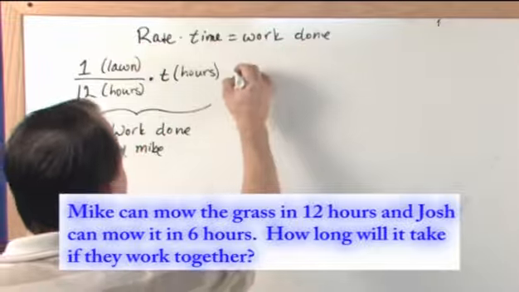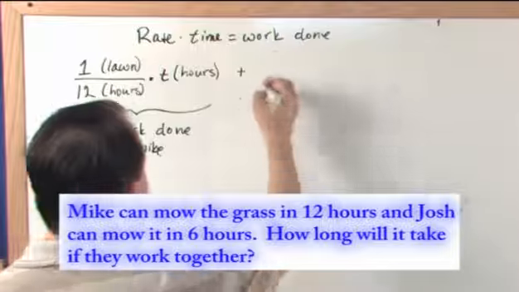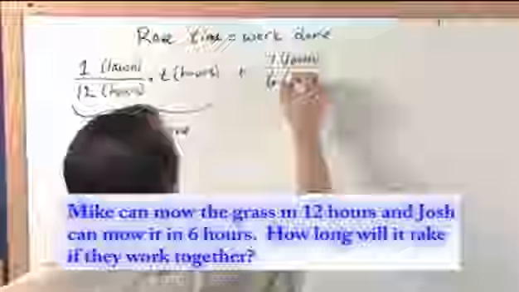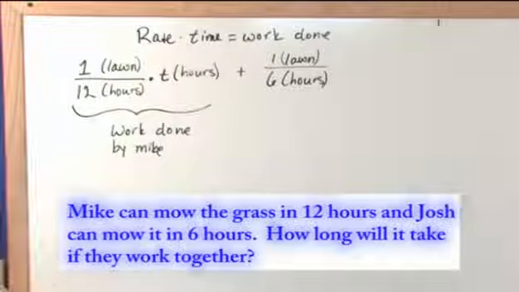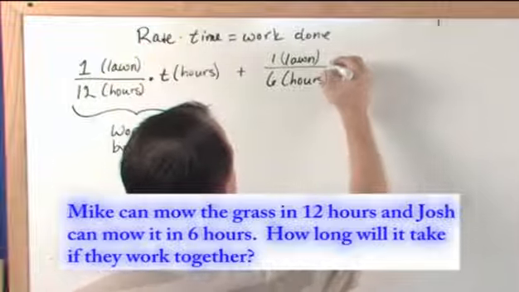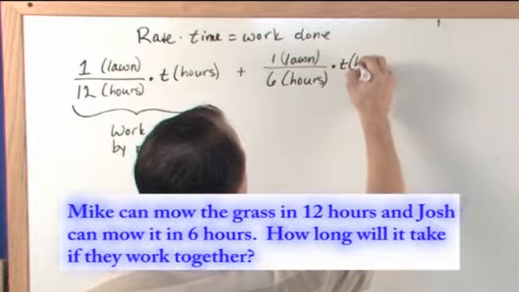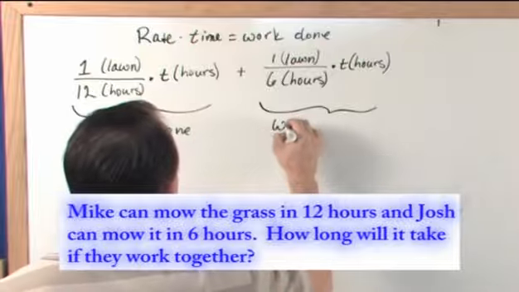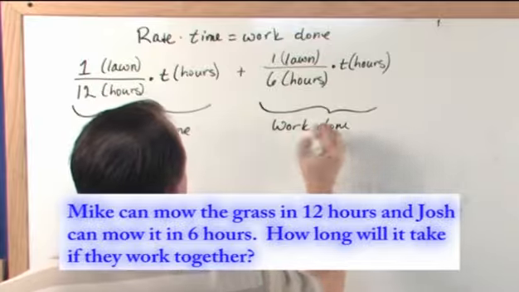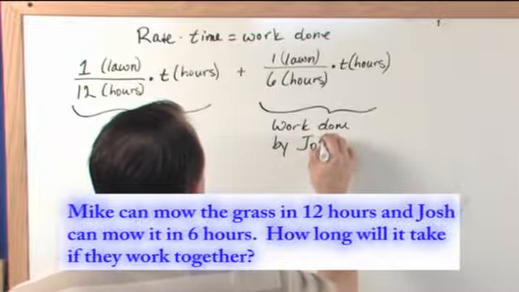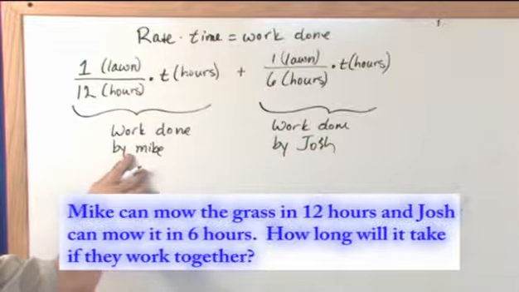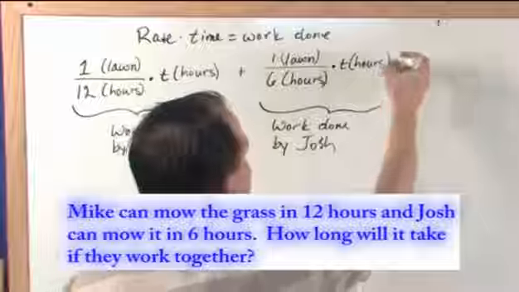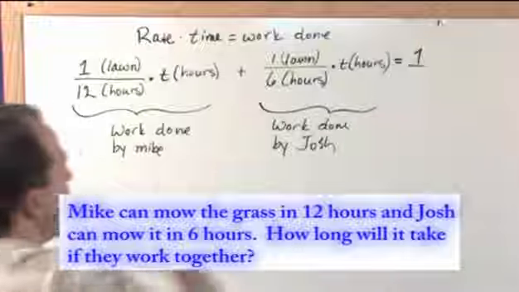And we're going to add that to the work done by the other person, which is Josh, and he can mow one lawn in 6 hours. We're going to multiply this times T, which is hours. So this is exactly the same quantity. It's the work done by Josh. In other words, this is Mike's contribution, how much of the lawn he mows, and this is how much of the lawn Josh mows. So this is the work done by Mike and the work done by Josh, and we know when we add them together, it must equal one, being one lawn.